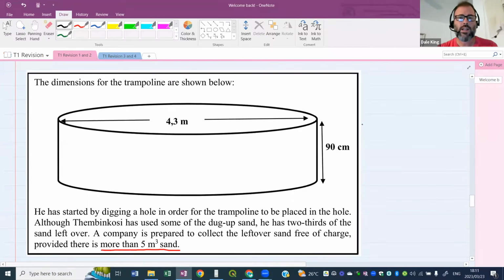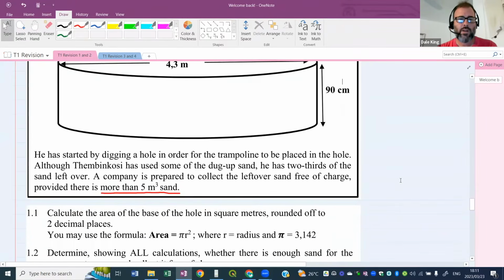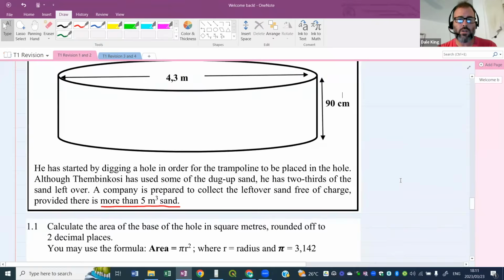All right, now let's have a look at the questions. Here's question number 1. I don't want you to look at the second one. We're dealing with one question at a time. Question number 1 there at the bottom says, calculate the area of the base of the hole.